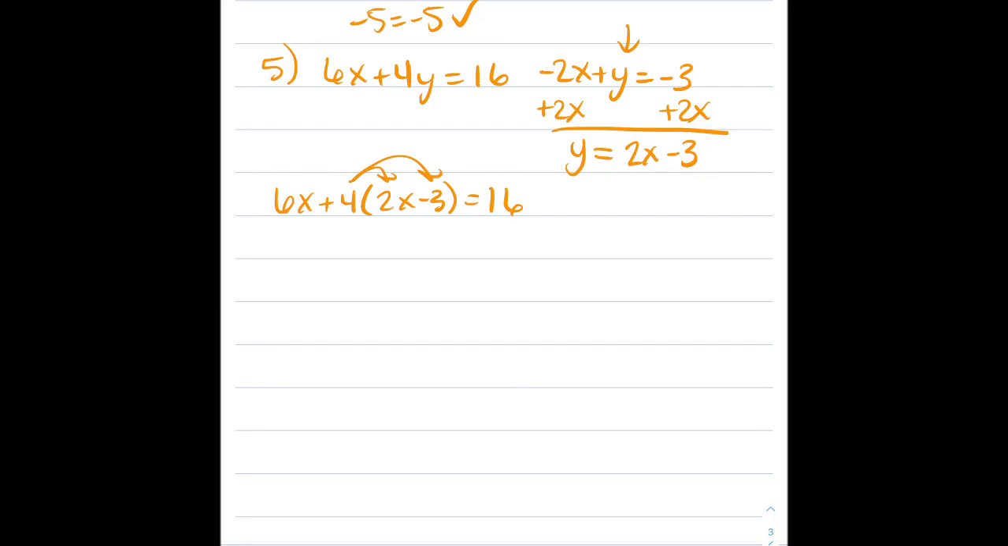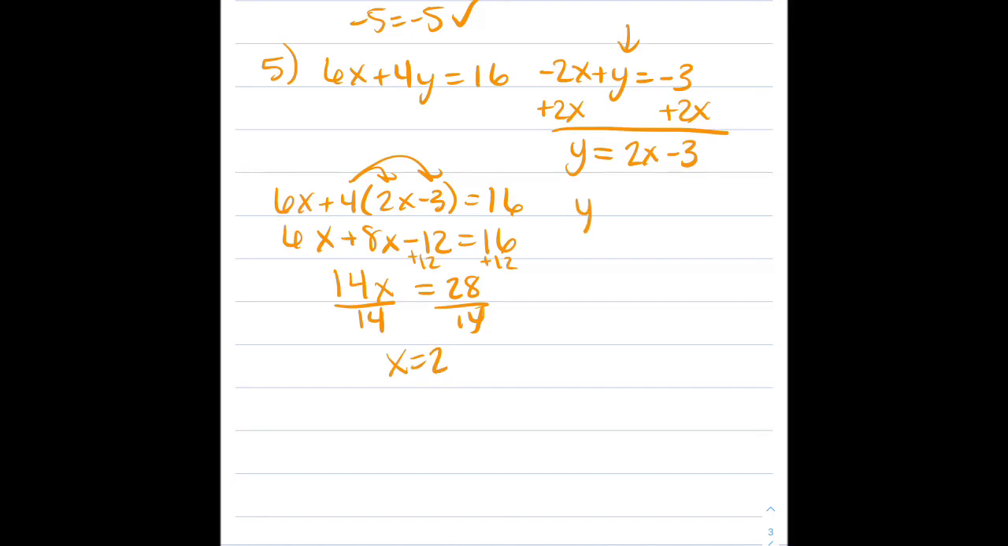All right, so I'm going to distribute: 6x plus 8x, 4 times 3 is negative 12, equals 16. So 8 and 6 is 14x. I'm going to add 12 to both sides. 14x equals 28. Divide by 14 and x equals 2.